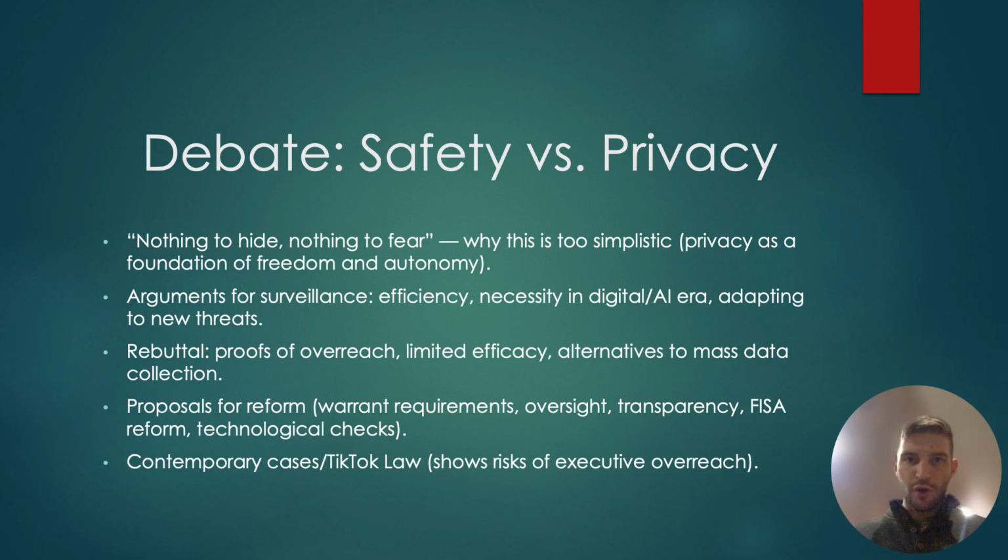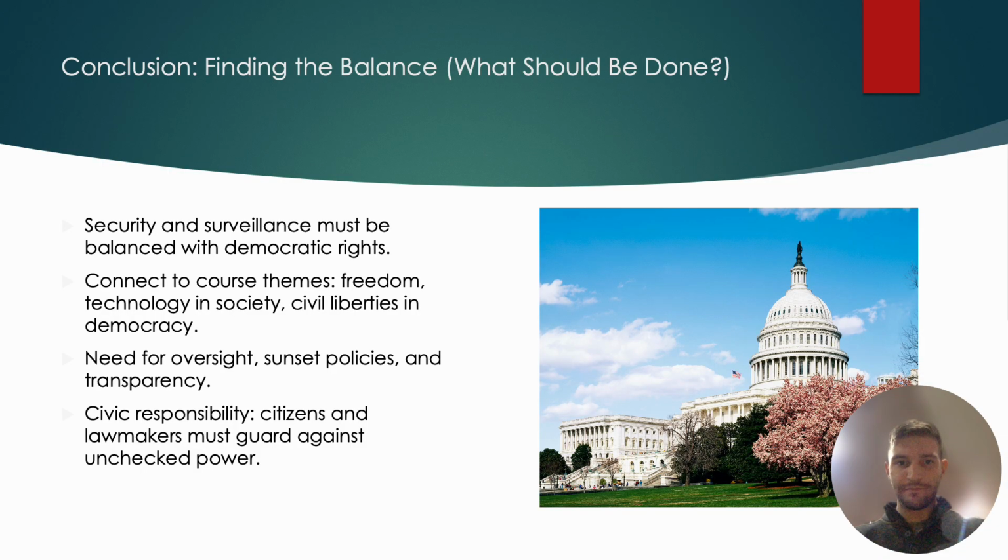Recent laws and executive actions, like the extension of FISA Section 702 and the TikTok divestiture law, highlight potential for executive overreach and threaten to suppress speech and due process. To balance safety and liberty, scholars and advocacy groups call for reforms: stronger warrant requirements, rigorous public and congressional oversight, transparent policies, and technologies built with privacy in mind. I would say that's easier said than done.